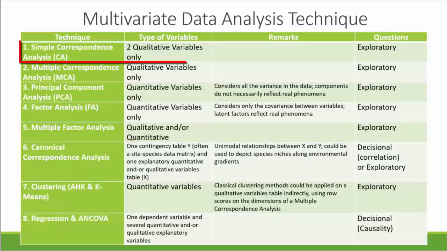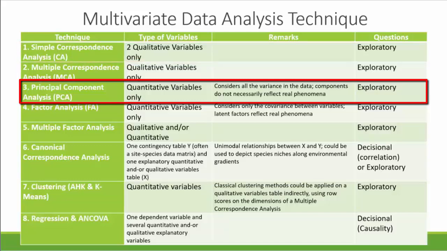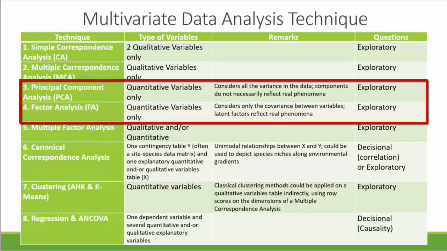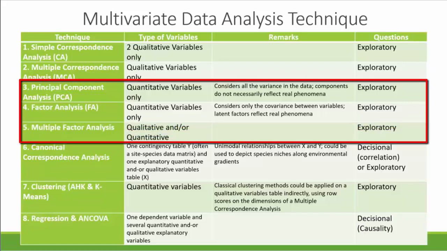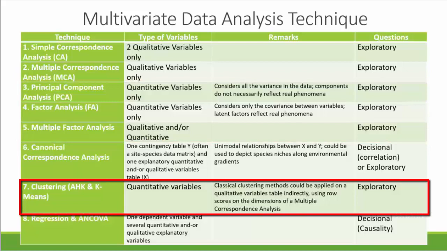Simple CA is different from principal component analysis, wherein the latter requires quantitative or numeric variables, which considers all the variances in the data. Similar to PCA, factor analysis also requires quantitative variables but considers only the covariance between variables. Multiple factor analysis may analyze qualitative and or quantitative variables. And the last, the cluster analysis requires quantitative variables only.